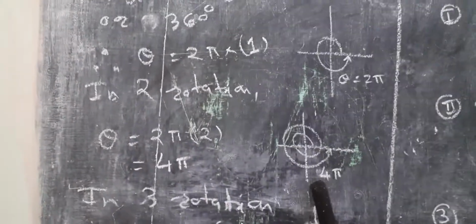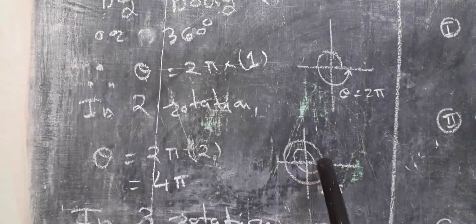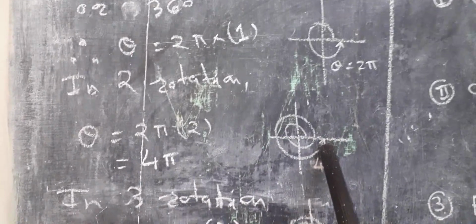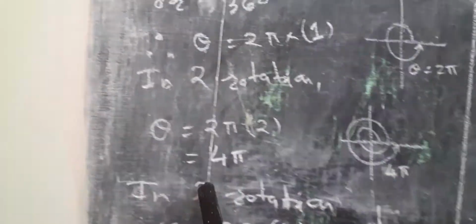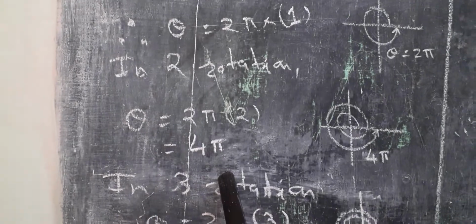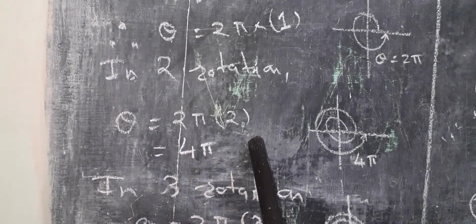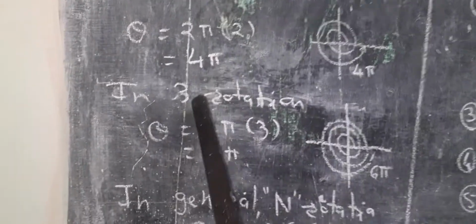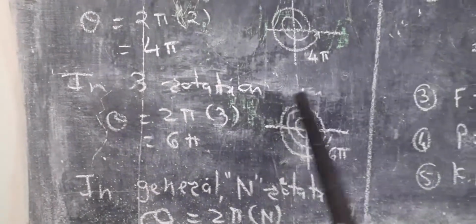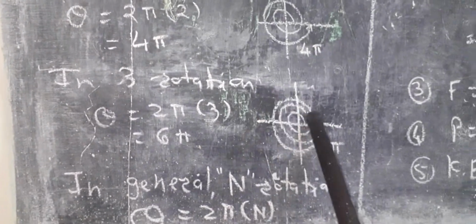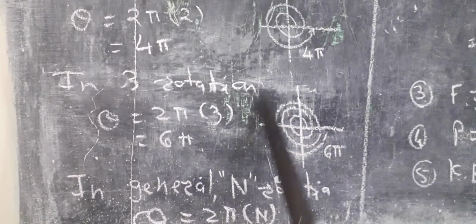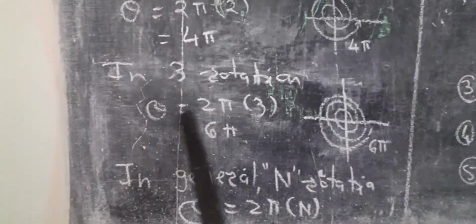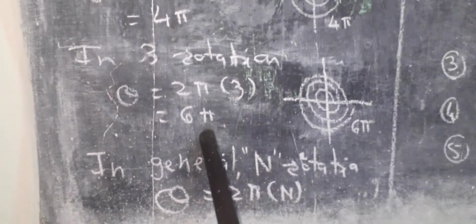In two rotations, see the diagram. In two rotations, one complete 2 pi, again a second complete 2 pi. That means the total is 4 pi radian. So we can say that theta is equal to 4 pi radian, or we can write this as 2 pi into 2, where 2 indicates two rotations. So we get 4 pi. Suppose we consider three rotations: one rotation 2 pi, second rotation 2 plus 2, 4 pi, third rotation 4 plus 2 pi, that means 6 pi. So we can write theta is equal to 2 pi into 3, that means 6 pi.